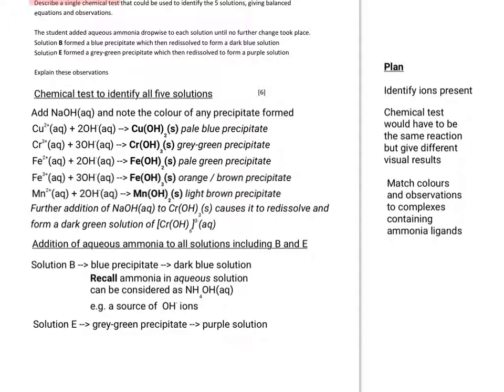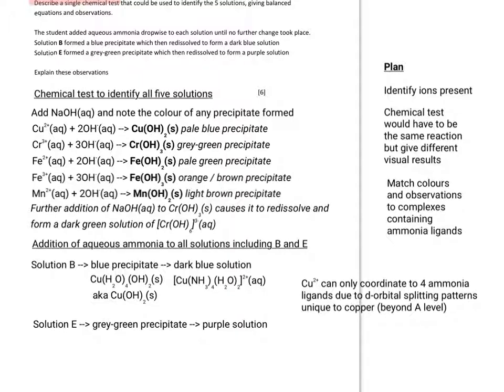So remembering that ammonia in aqueous solution can actually also be considered as NH4OH, in other words ammonium hydroxide, so it's a source of hydroxide ions. This might help you think about it. So the blue precipitate is copper hydroxide, same as the copper hydroxide that we looked at further up. And I'm writing it this time to show the water ligands and the 2 hydroxide ligands. So in the same vein, I'm showing the dark blue solution as copper with 4 ammonia ligands, which is the maximum amount of ligands a copper central metal ion can coordinate to.